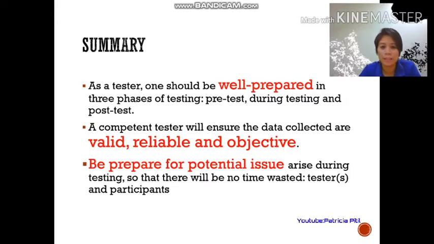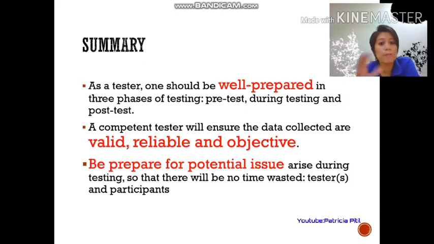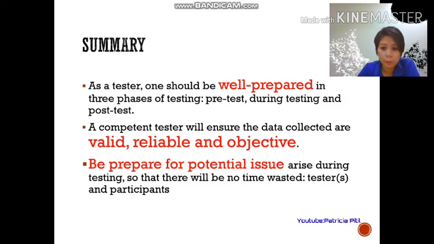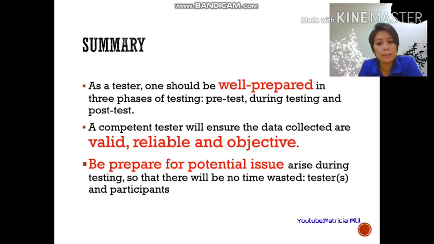conducted on these athletes? In summary, as a tester, one should be well prepared in the three phases: pre-testing, sebelum, during testing, and the post-test. As a tester, you have to ensure that the data you collect, the score that you collect, is valid, reliable, and objective. Objective means it has a yes, no, 1, 2, 3, a true number, not playing around with things that are unsure. And be prepared for potential issues arising during testing, so that there will be no time wasted among testers and participants. All right, thank you.